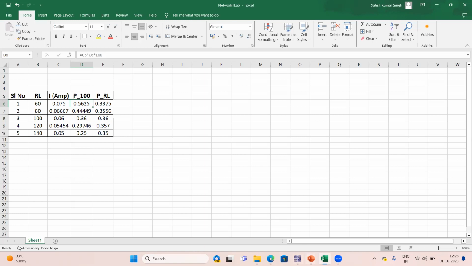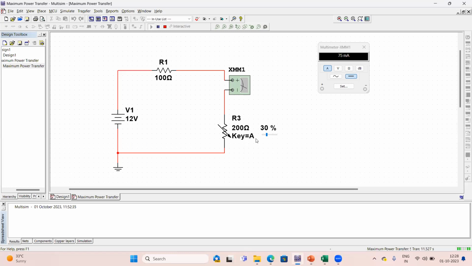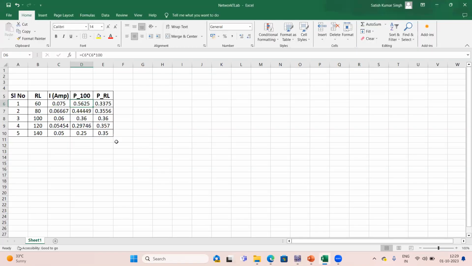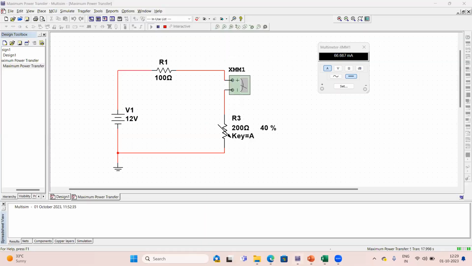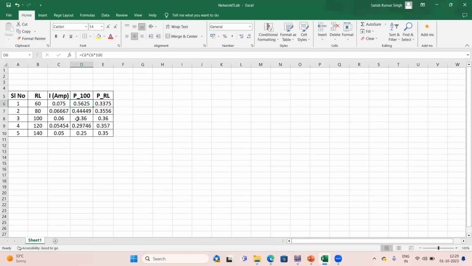Similarly, you have to increase this value again. If you increase this value by, I have just taken, 40%, at that time this resistance will become 80 ohms. And for this condition, you will be getting a current of 67 milliamperes. So that you can note down from here. It is 66.667 milliamperes. That current I have noted down and I have done this calculation.